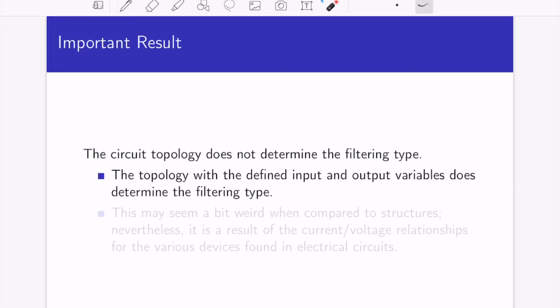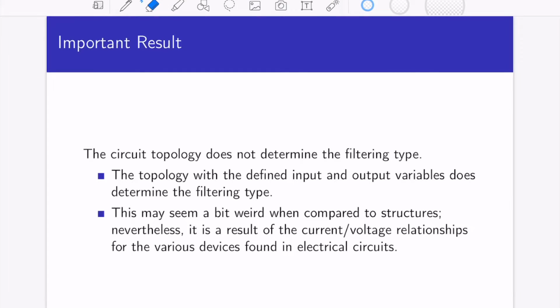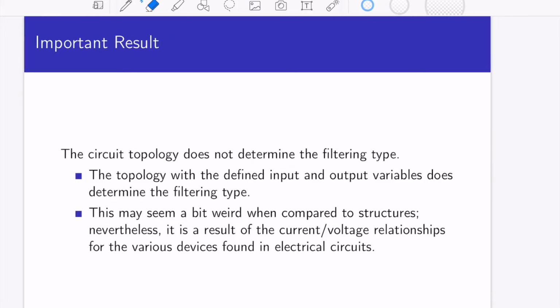So this is the important result, and this is a little bit different in electrical computer engineering than it is for other fields. Basically, we can build a circuit, and that circuit topology does not determine the type of filter that we have. Instead, the type of filter is dependent on what is the defined input and what is the defined output. And that is what determines the type of filtering. So this may seem a little odd when you compare it to different kinds of structures, right? But it is the relationship of the current and voltage that is going to define the type of filter we have.